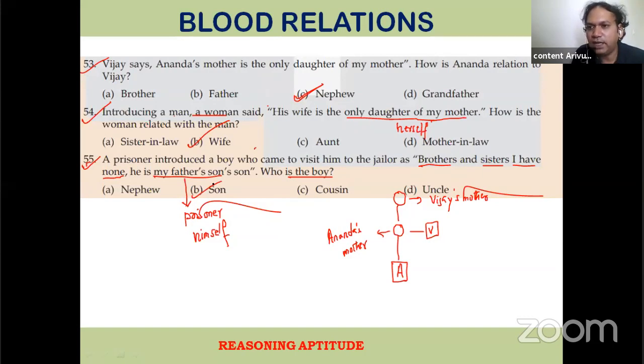Brother and sisters I have none. So you are the only child. So my father's son is you yourself. So you're saying my father's son's son. That means your son. Who is the boy? That boy is the prisoner's son. So 53, 54, 55, I have discussed the solution for all three of them. If there's any doubt, please let me know.